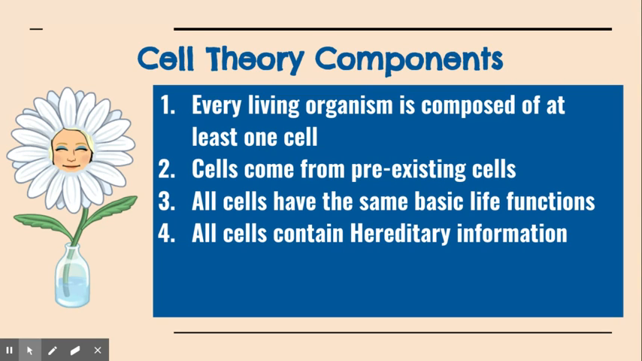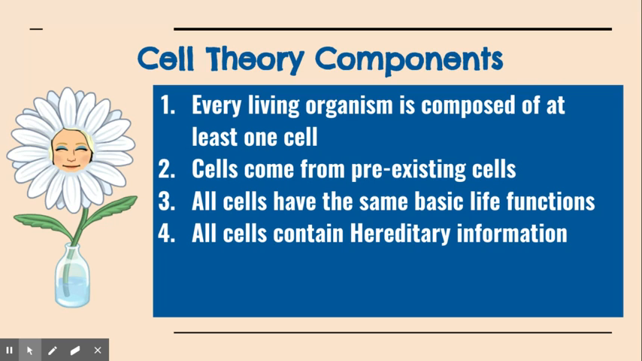So let's think about this. Every living thing has at least one cell. And just like humans have baby humans and elephants have baby elephants, cells will reproduce other cells. When cells reproduce, it's almost like copying and pasting. We refer to it as the division of cells, but that's what they're doing. They're making copies of themselves. So cells come from pre-existing cells.